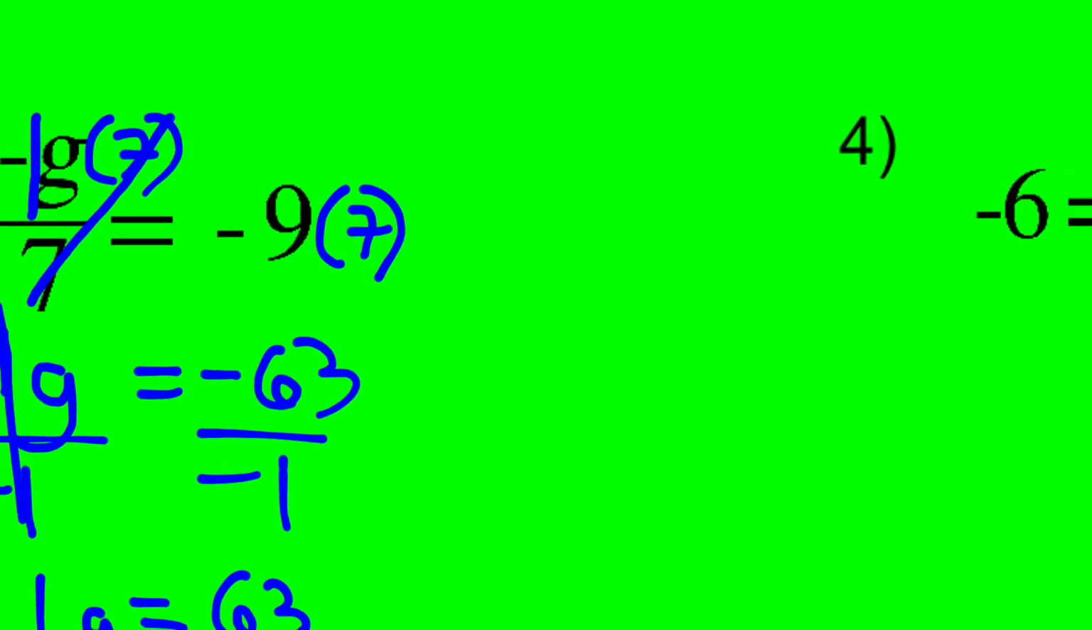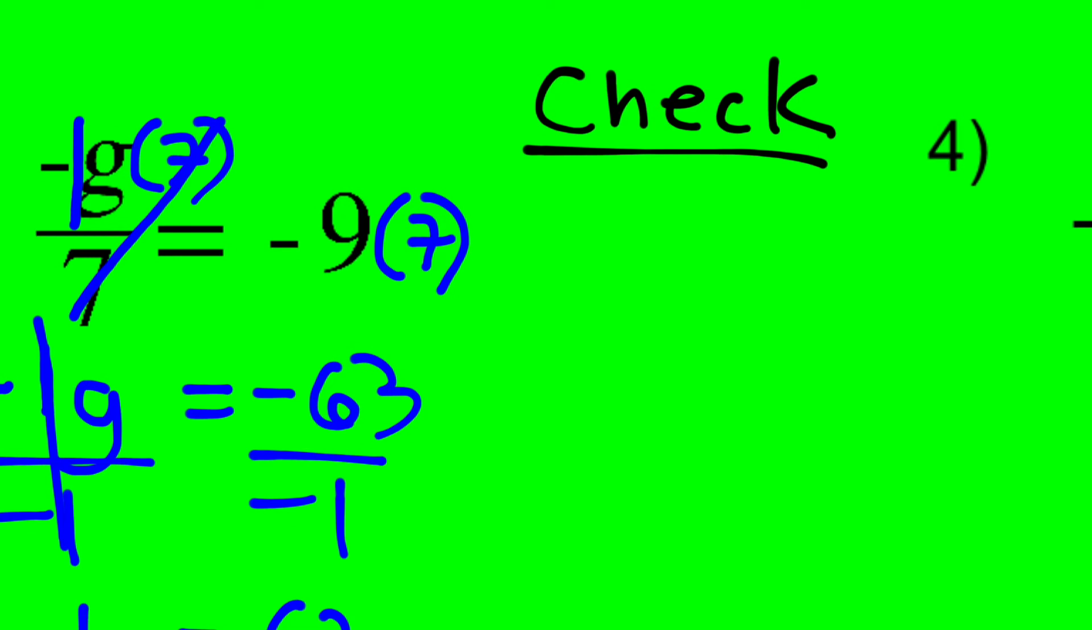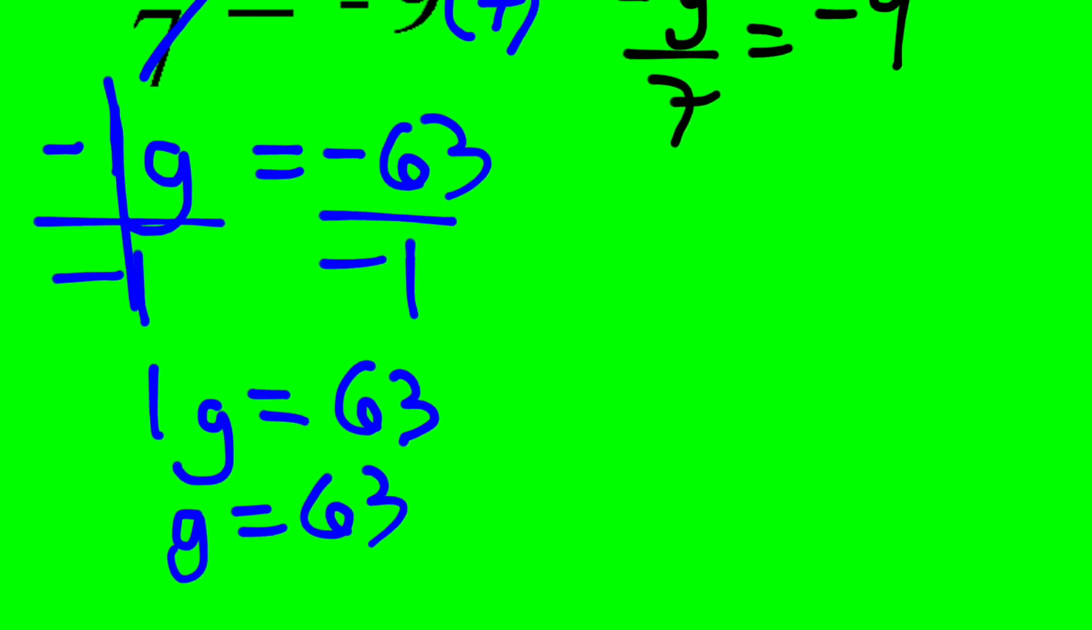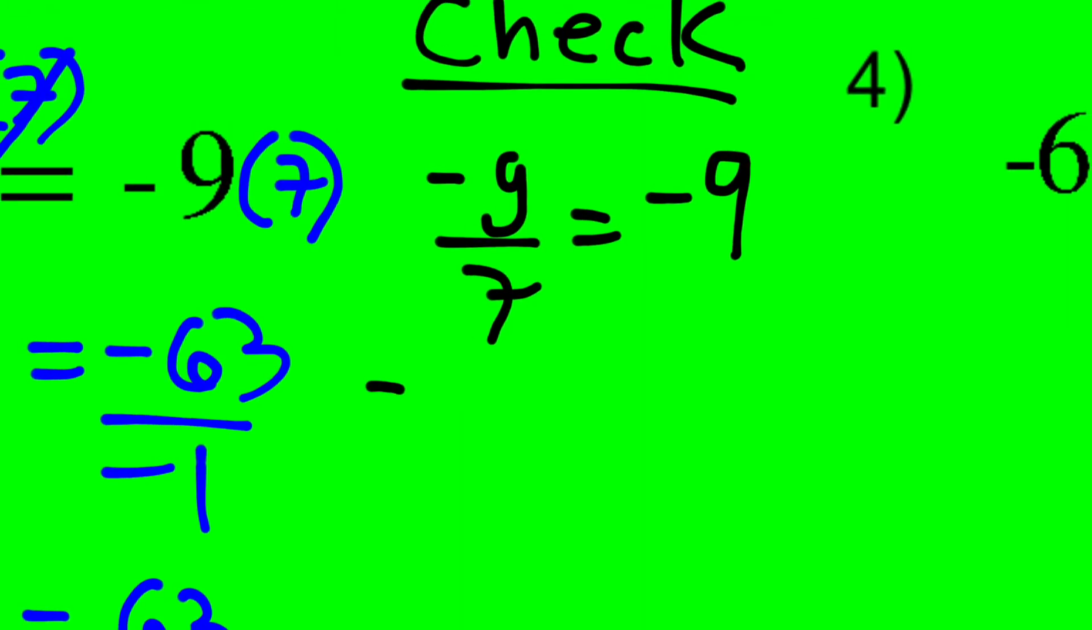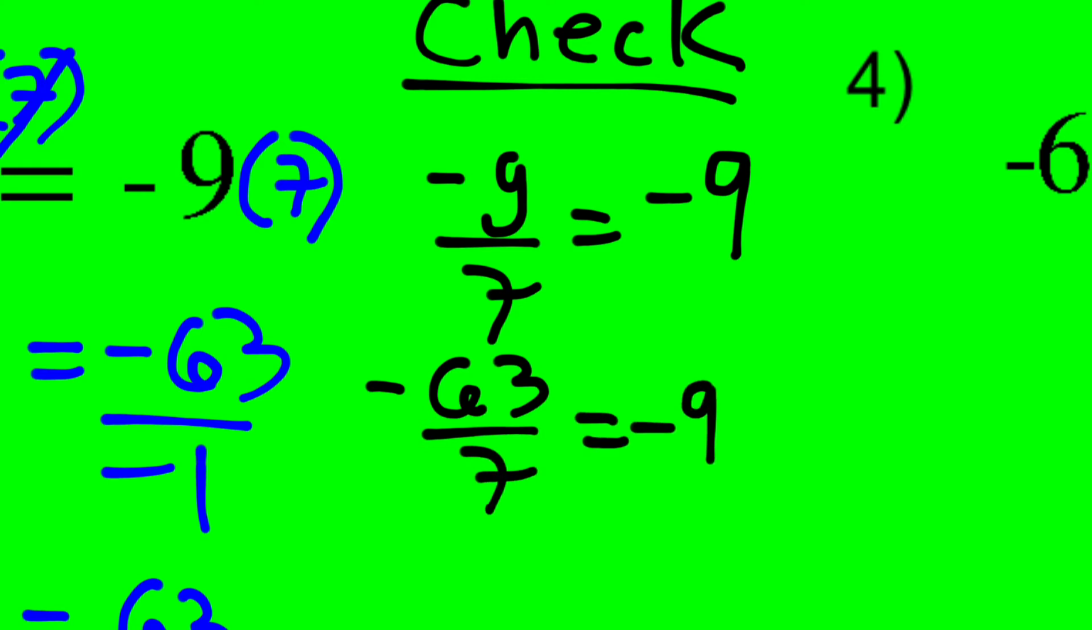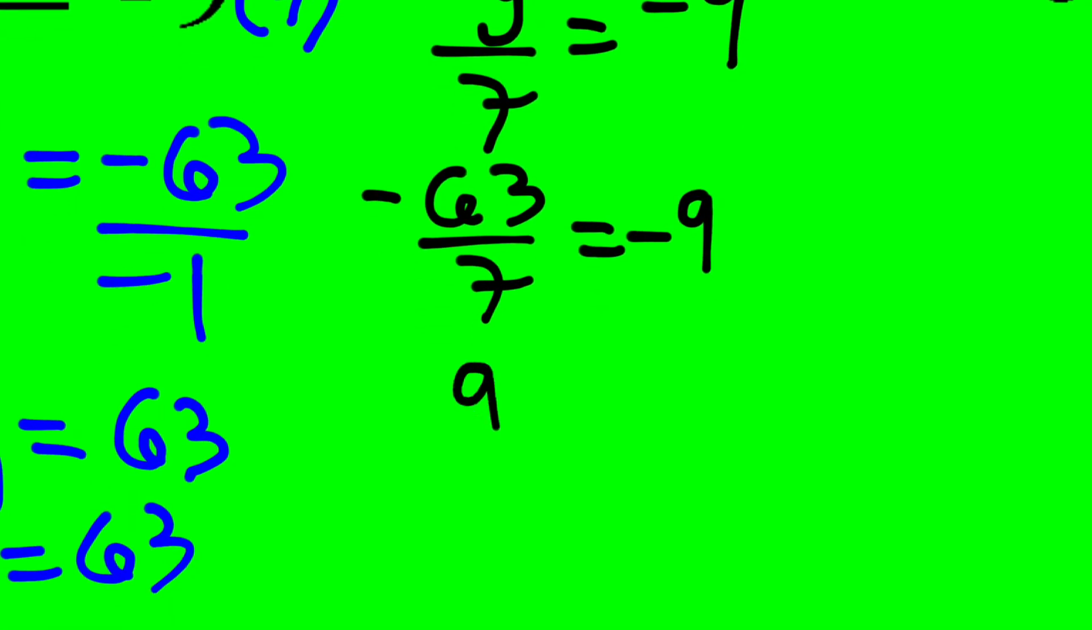To check it, negative g over 7 equals negative 9. Replace the g with your answer 63, so that's negative 63, because the negative sign was already there, right? Over 7 equals negative 9. And 63 divided by 7 is 9. There's the negative, equals negative 9.